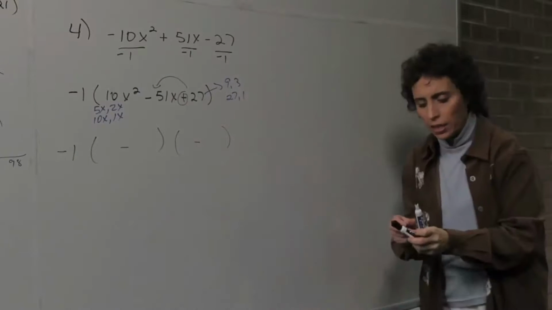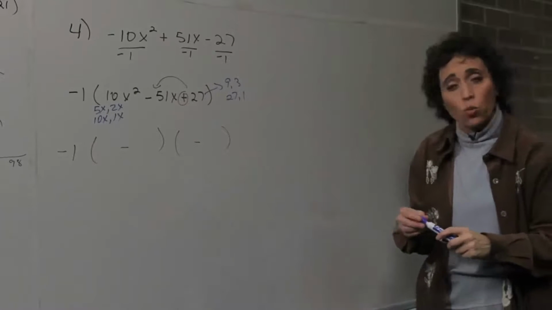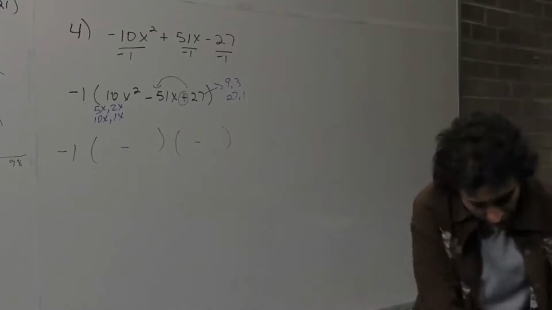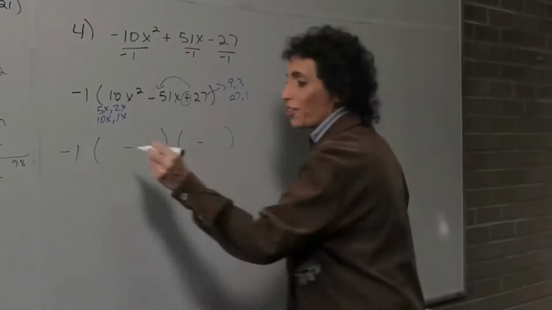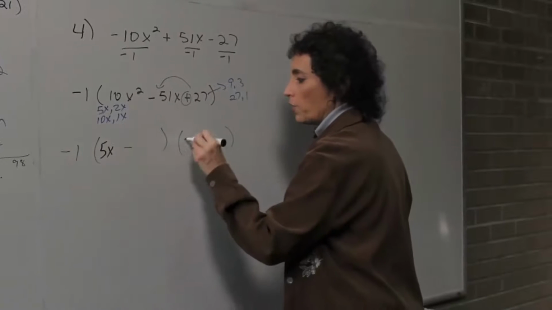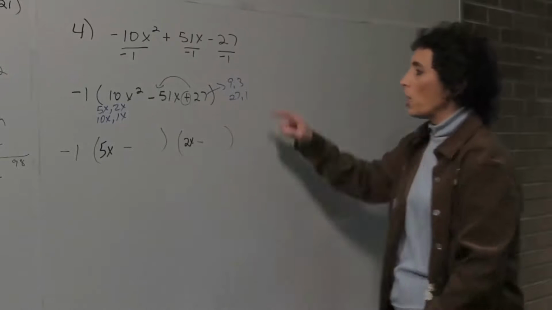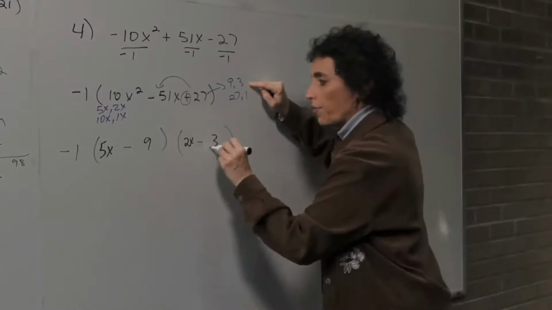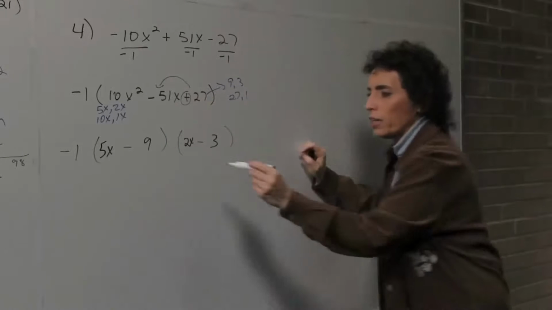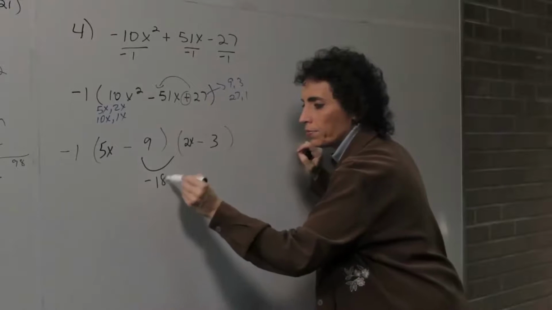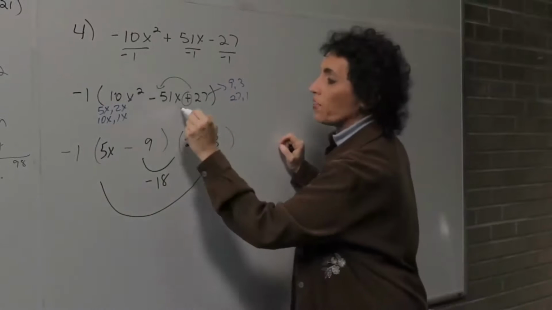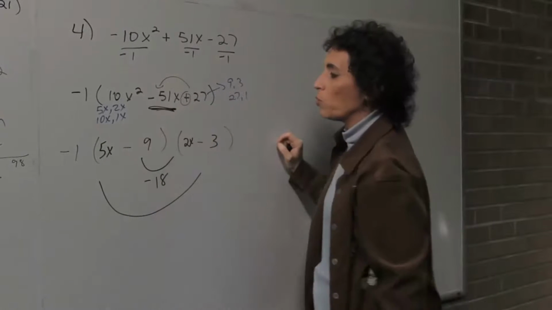So you ready to try? I'm going to try 5x and 2x. Why? Because it's the closest one. Am I sure it's going to work? Not really. Who cares? You're not going to be sure it's going to work either. So we have 5x and 2x. Now I'm going to try 9 and 3 because they're closer. Let's check this out. You ready? This is negative 18. And by the way, this is what we're supposed to be trying to get, negative 51x.